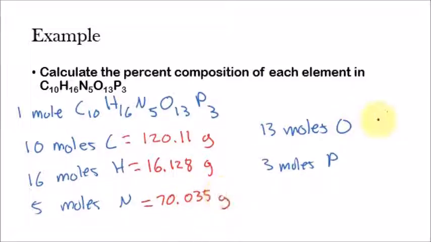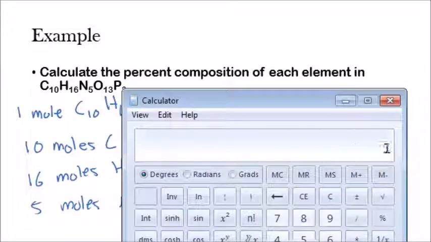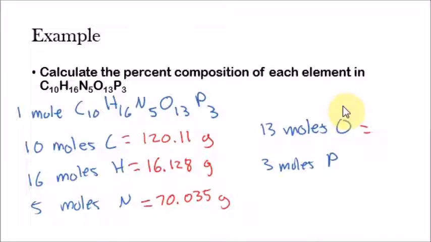Oxygen. So 1 mole of oxygen. If you look at the periodic table, oxygen has an average atomic mass of 15.999. So 1 mole of oxygen is going to have a mass of 15.999 grams. So for 13, you just multiply those numbers together. So 13 moles of oxygen will have a mass of 207.987 grams. Let me see if I can fit that in here.